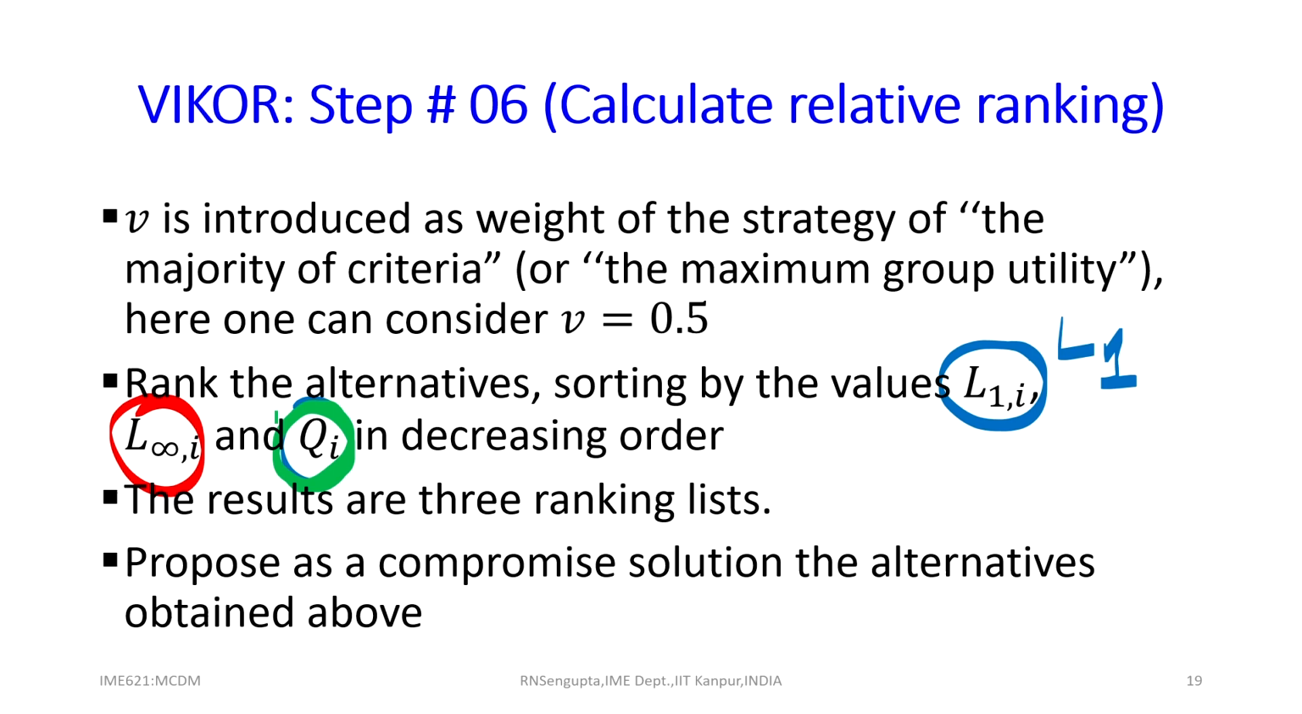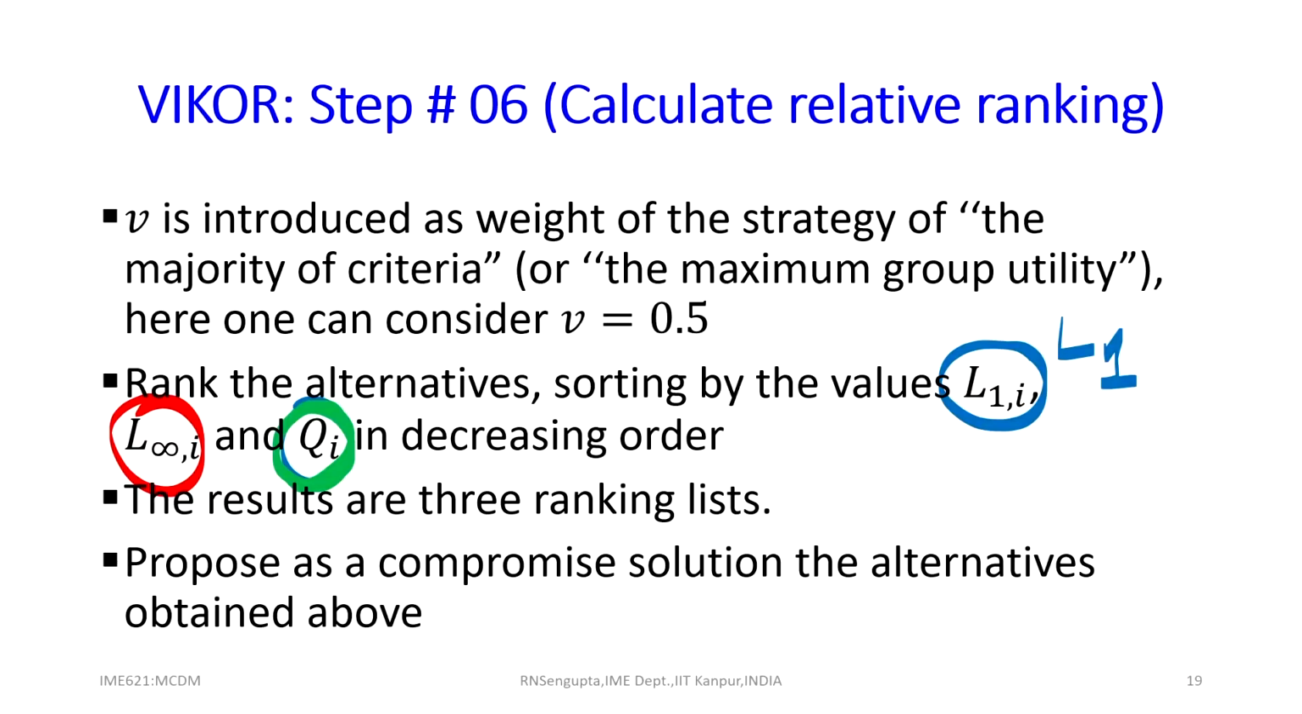So, L 1 is basically the concept based on only the L 1 distance norm, the maximum, which is not unique. L infinity is based on the infinity norm. So, two extremes, and q is basically the balancing part, which I do based on the weights. These results, as I continue reading, give three rankings, and propose a compromise solution such that the alternatives can be obtained accordingly.